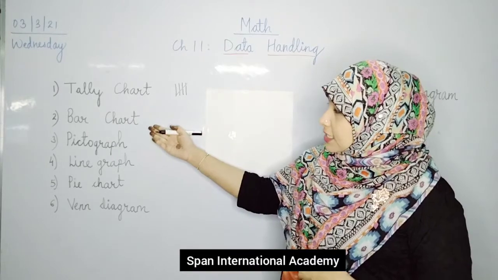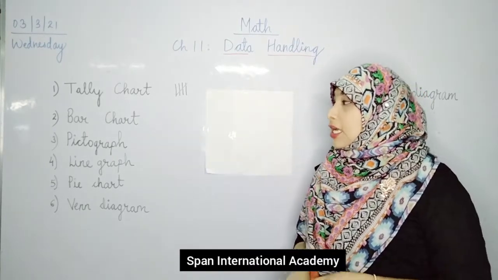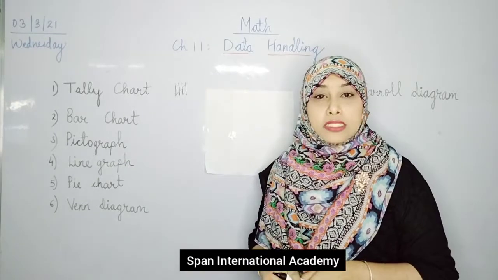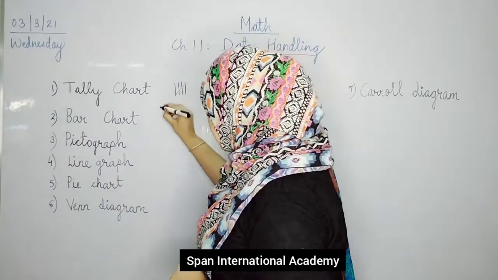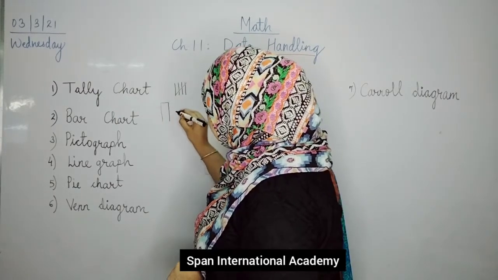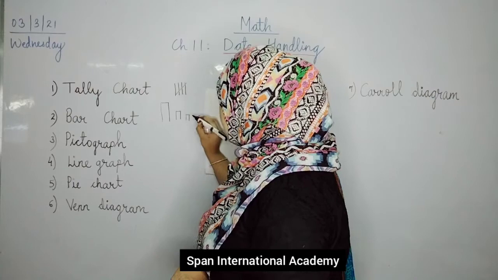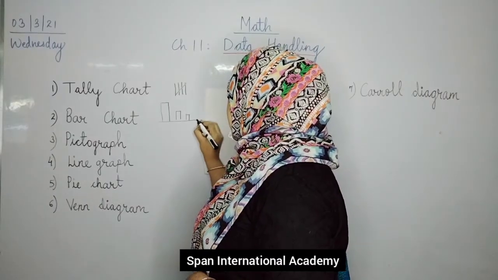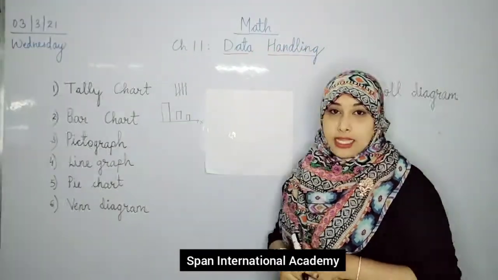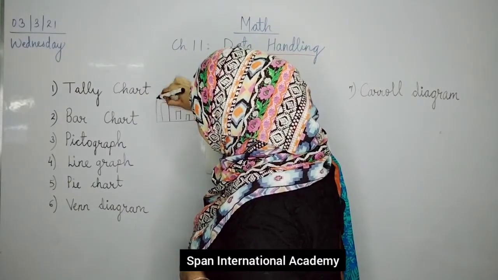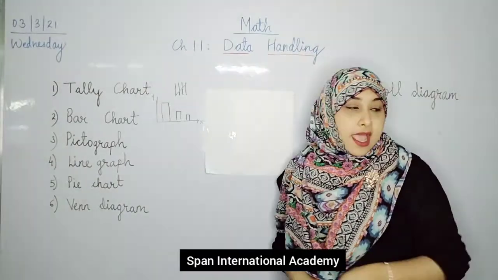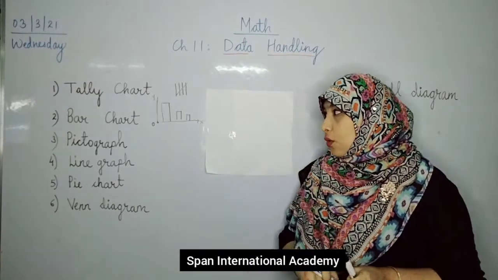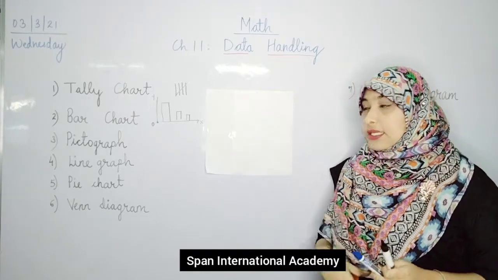Now, let us come down and see what was the second way that we learned. It was in the form of a bar chart. Yes, bar chart. Now, what are bars? Those are rectangular long boxes. Yes, rectangular long boxes, and they are made on the x-axis and y-axis. The x-axis is a horizontal line and the y-axis is the vertical line. And the meeting point of these two lines is represented with a 0. So this is how a bar chart is formed.